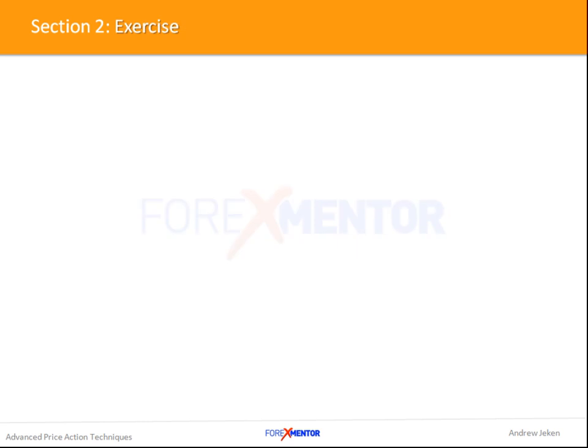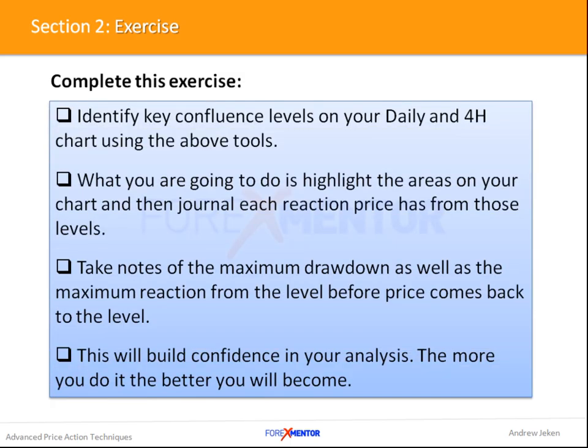So let's have a look at a little exercise I've put together. Identify key confluence levels on your daily and 4-hour chart using the above tools. What you're going to do is highlight the areas on your chart and then journal each reaction price has from those levels. Take notes of the maximum drawdown as well as the maximum reaction from the level before price comes back to the level. This will build confidence in your analysis. The more you do it, the better you will become.